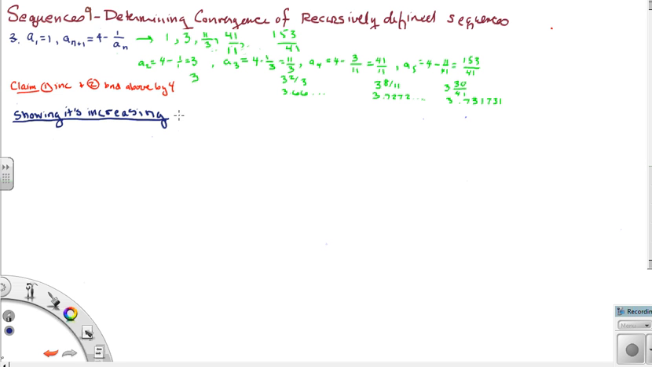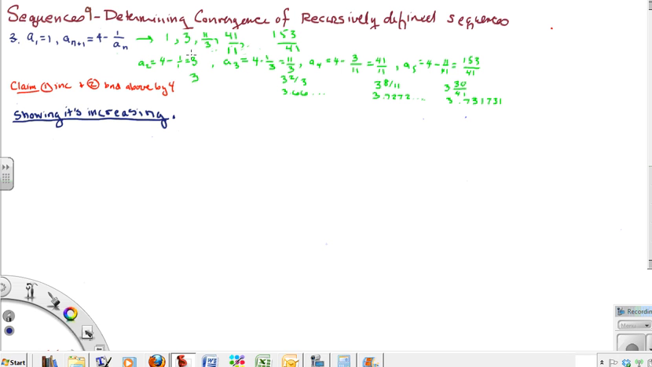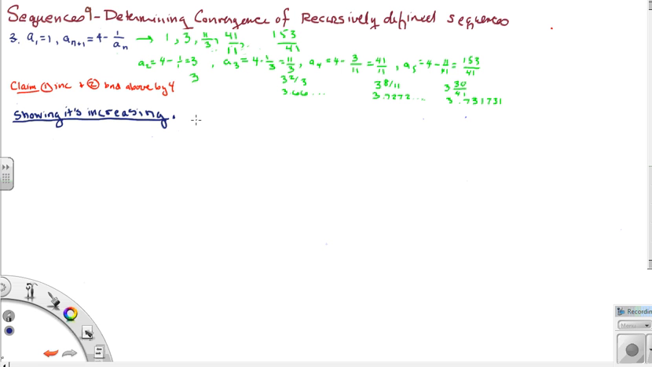So first let's try showing it's increasing. Okay, so we're going to use what's called an argument by induction. And it's clear, we already know that a1 is less than a2, right? Because a1 is 1 and a2 is 3, and we know a1 is less than a2. Acknowledging that is called the basis step of the argument.